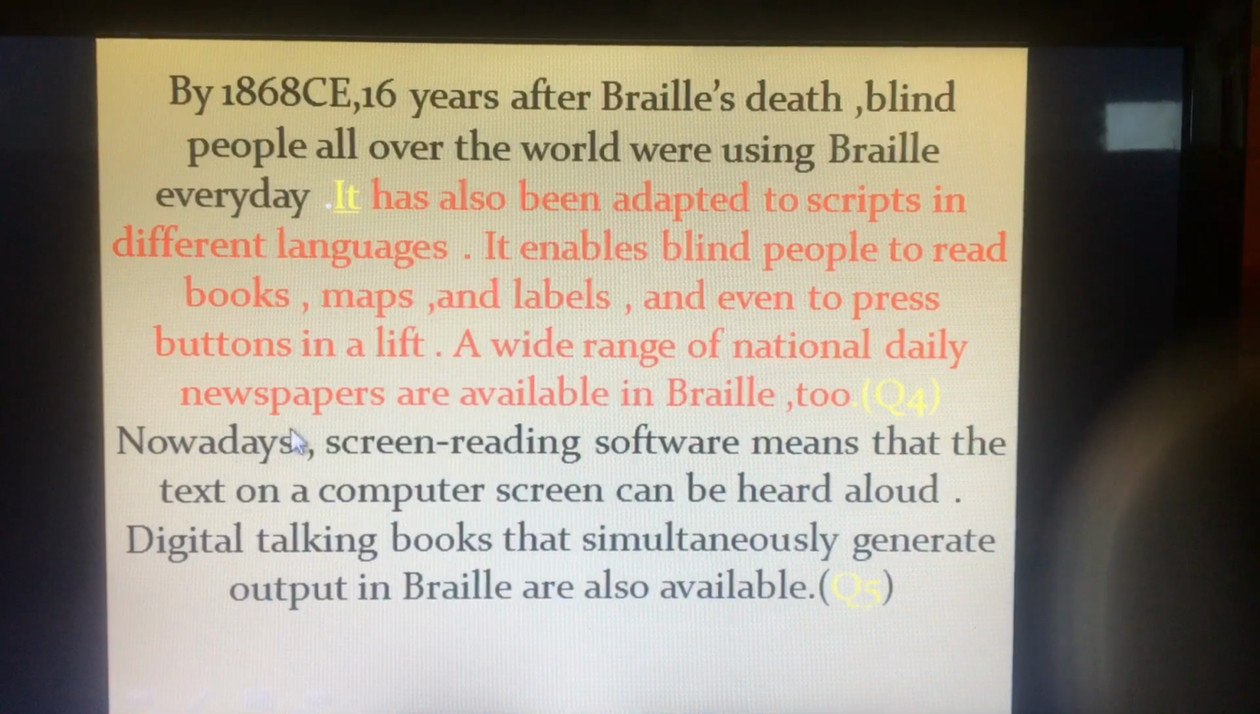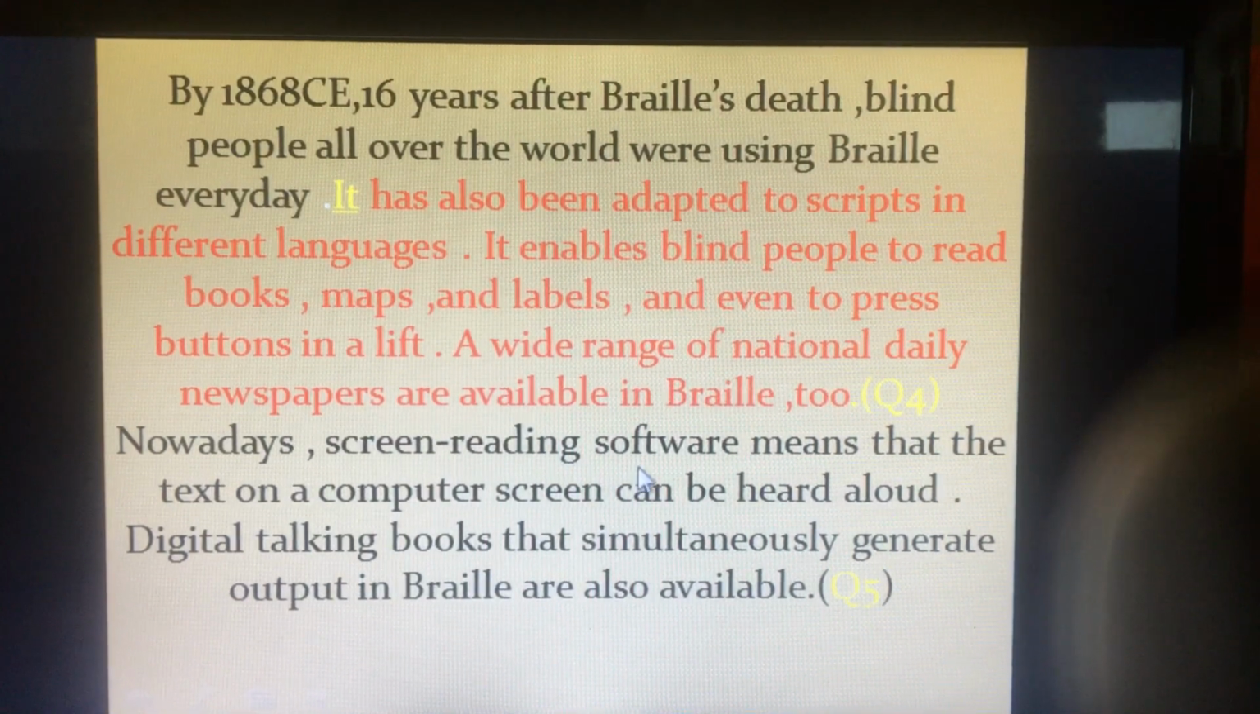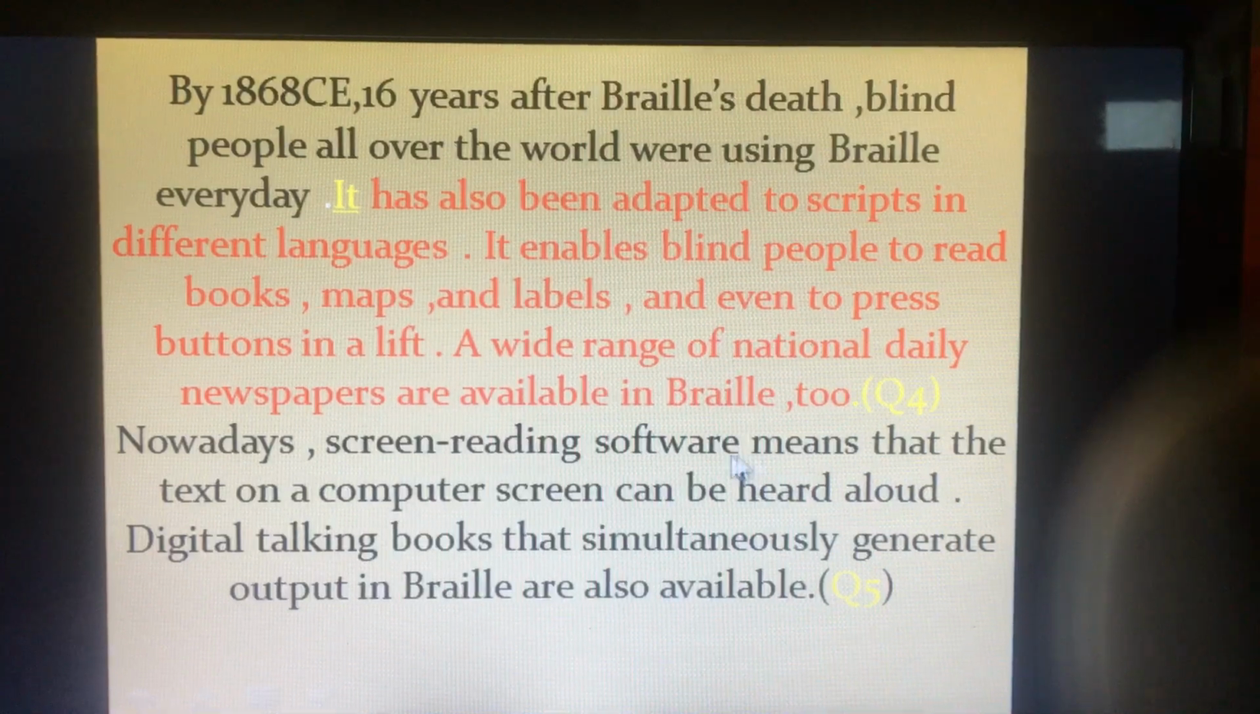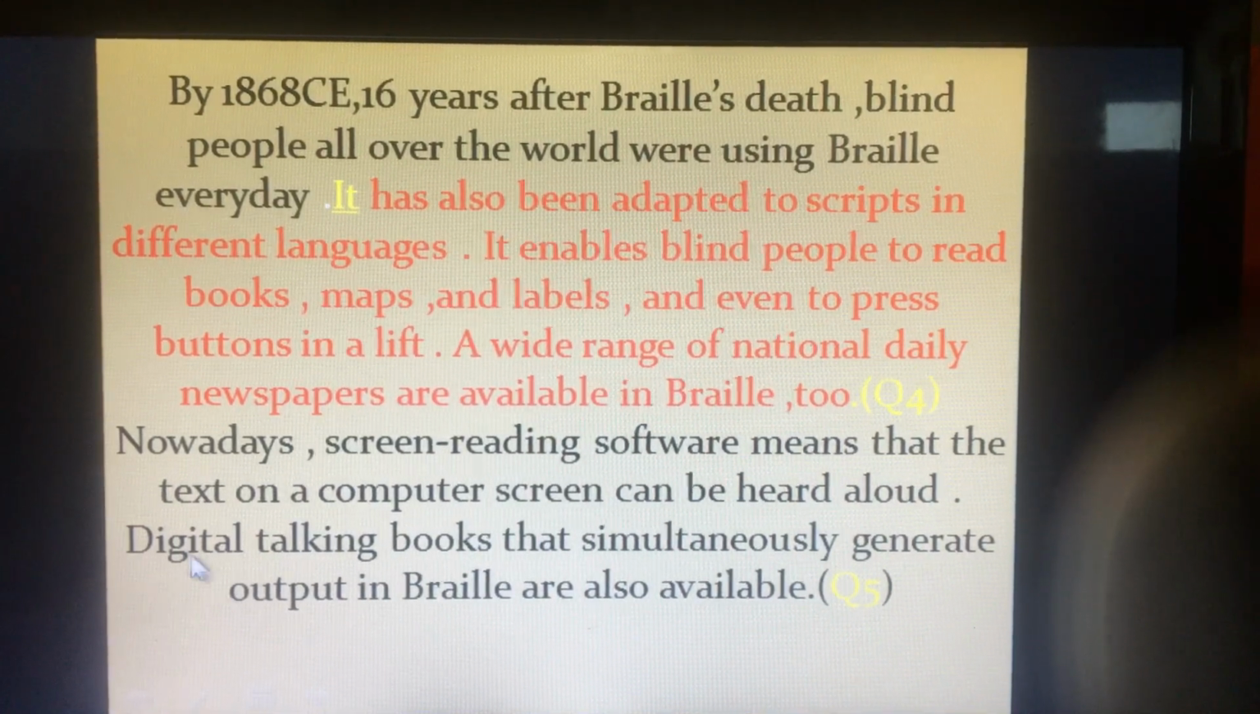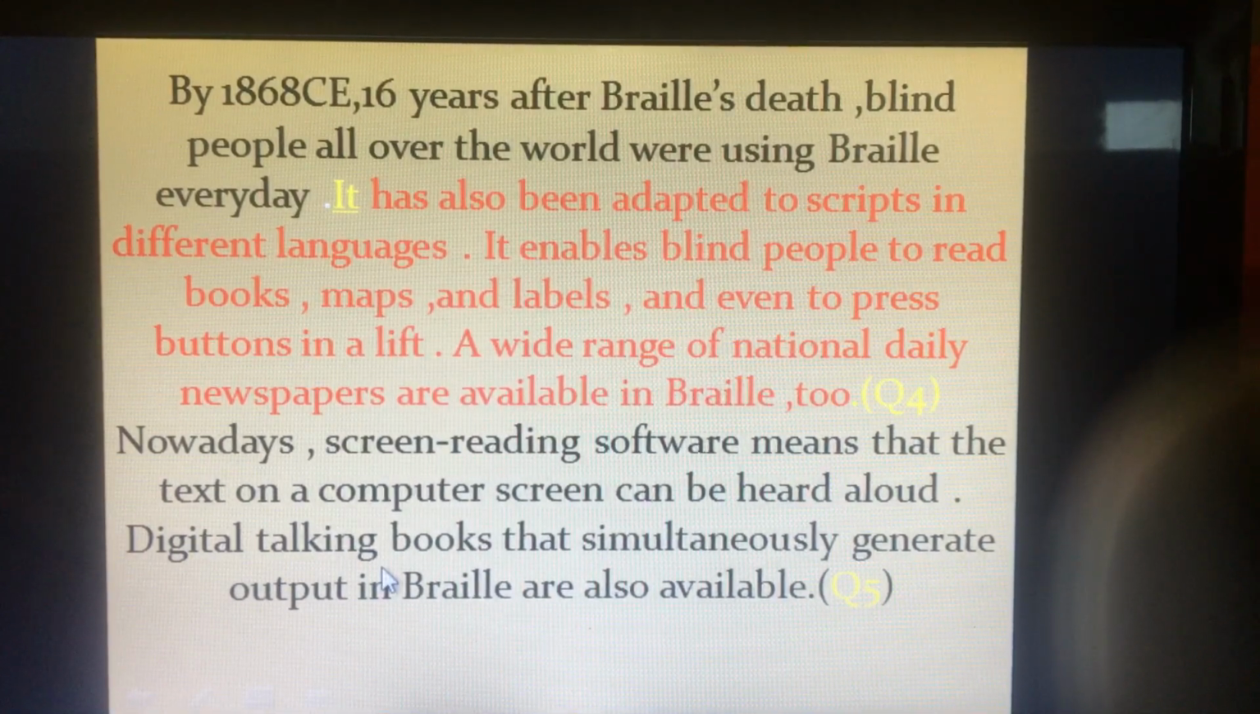So this modern development, nowadays screen reading, means the computer itself reads for you as a blind person, the computer can read for you. And talking books also are a kind of communication. Digital talking books can communicate with you. You can ask and it will answer your questions. This is development. Okay, so this is what we are using, the Braille system, as blind people.